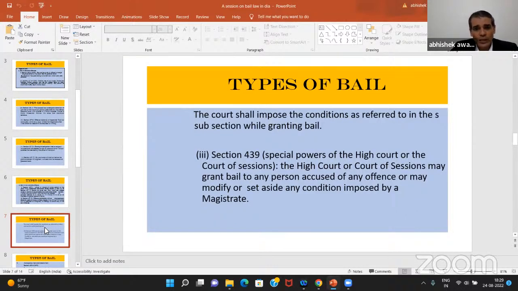One more thing about 439, similar to 437, is that the High Court or Court of Sessions may cancel the bail granted by any court below the Court of Sessions or High Court. So whatever bail has been granted by a subordinate court may always be cancelled by the Court of Sessions or High Court, and the accused may be committed to the custody of the police.